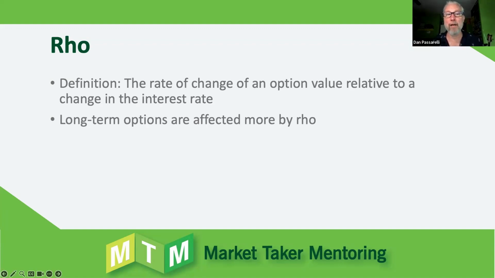If I invest my money at 5% for a day, I'm not going to make a lot of money. But if I invest at 5% for a year, I'm going to make 5%. That's an annual percentage rate, right? For a day, I'm going to make 5% divided by 360. So long-term options are affected more by rho. And so why does rho exist? Let's just talk about that for a second. This is kind of trivia, but I want you to be able to think about this in a smart way.